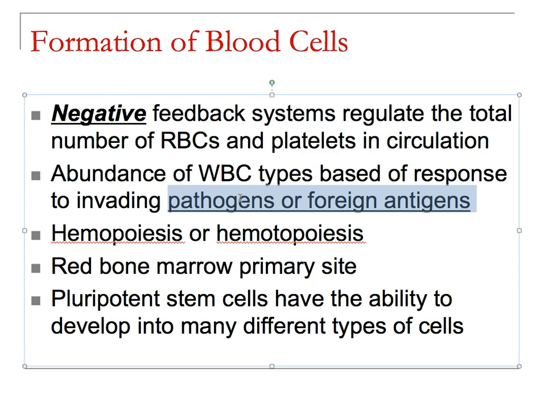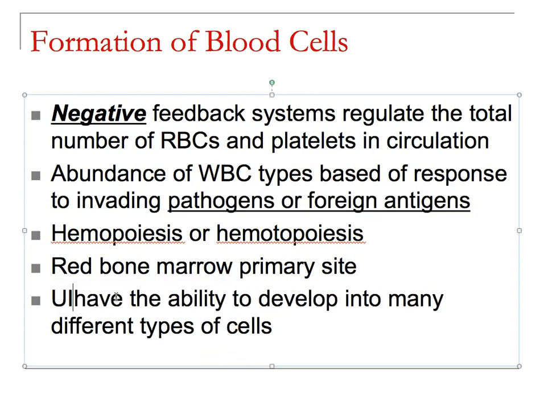But hemopoiesis or hematopoiesis occurs inside the red bone marrow, inside that non-compact bone or trabecular bone, and arises from pluripotent stem cells. So meaning all of these are going to arise from pluripotent stem cells.